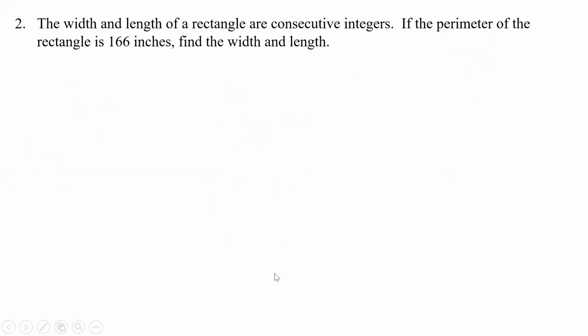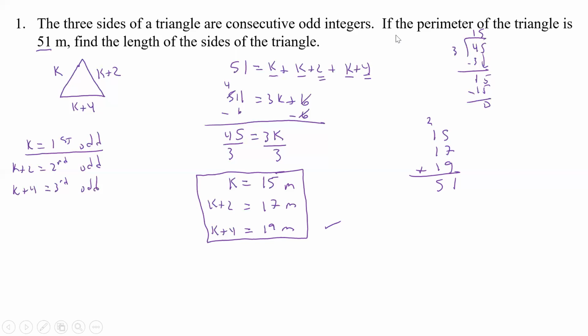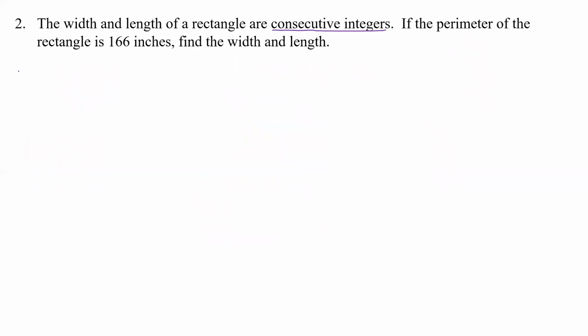All right, what about this one? Here we have the width and the length of a rectangle are consecutive integers. Again, the key thing is, what does it say? Consecutive integers. The previous one said consecutive odd integers. That's the difference. So consecutive integers, length and width. Width is usually smaller, length is usually larger.